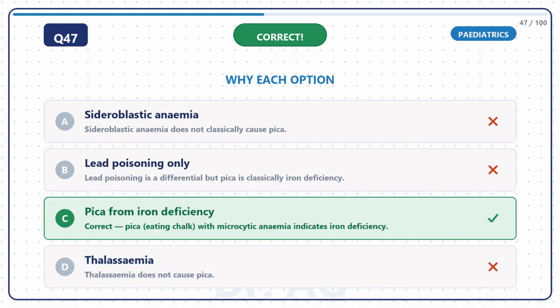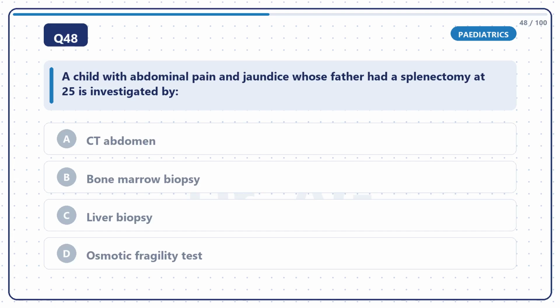And the correct answer is pica from iron deficiency. Correct. Pica, eating chalk, with microcytic anemia indicates iron deficiency. So, the right answer is option C. Pica from iron deficiency.